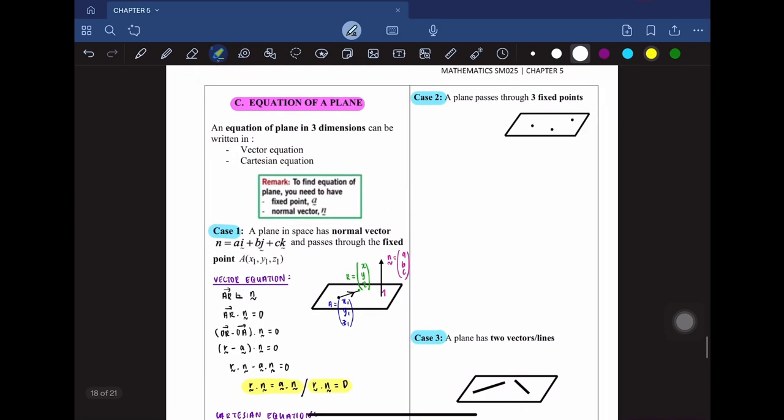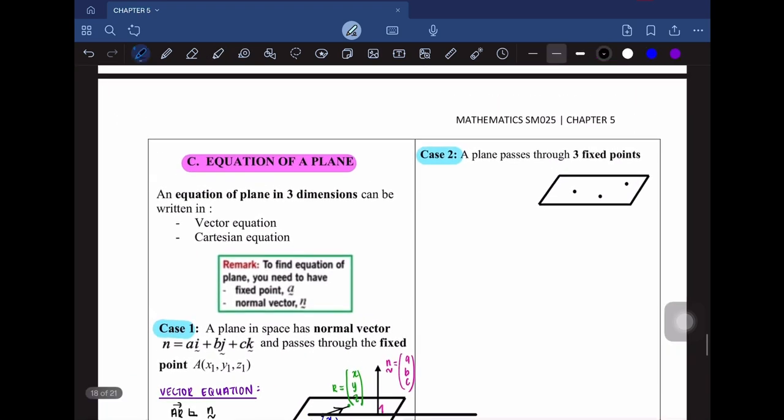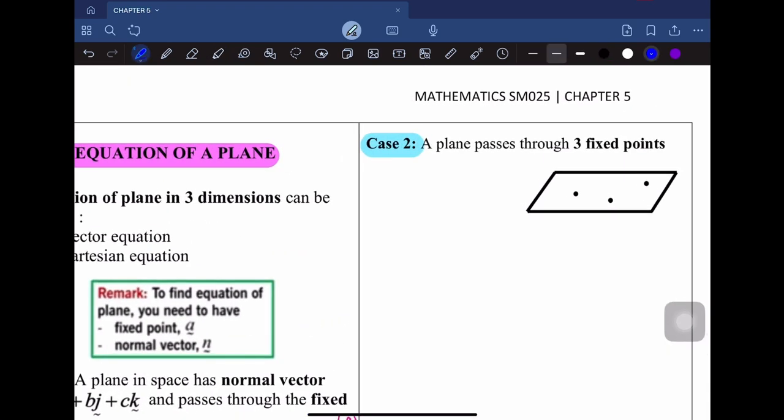Now let's see the second case, which is a plane that passes through 3 points. Let's say I label the 3 points as A, B and C. Remember that for our equation of a plane, we need a fixed point. You already have 3 fixed points, so there's no problem with the fixed point. So how about a normal vector?